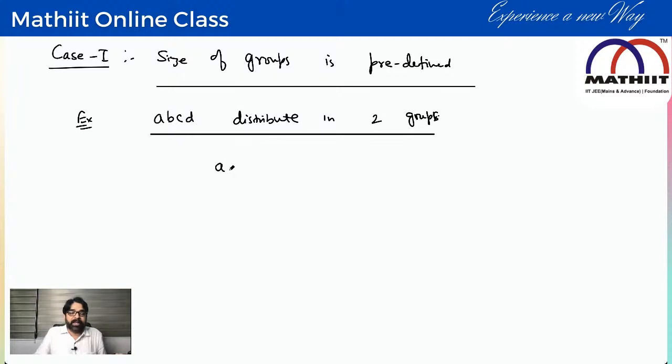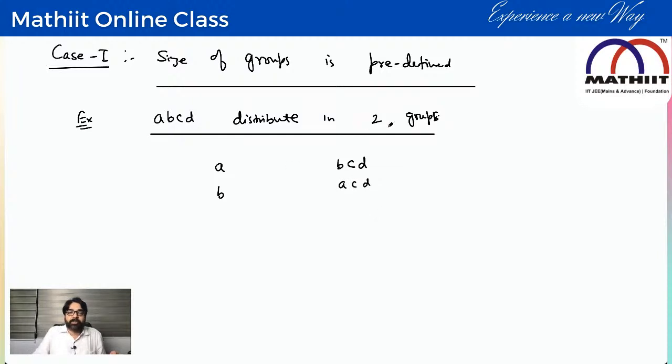One group may contain A, and the other group contains B, C, D. Yes or no? B, C, D or C, B, D. Because group means what objects are inside it. How objects are kept does not matter. Arrangement inside the group does not matter. Another possibility is that one group contains B and the other group contains A, C, D.